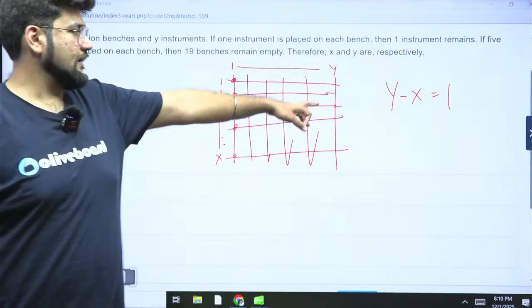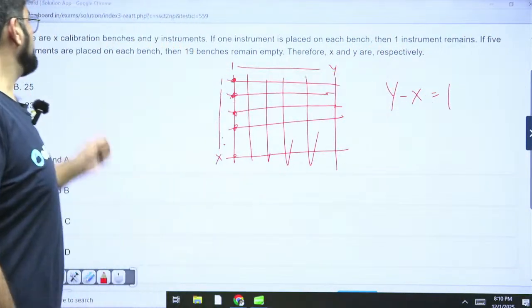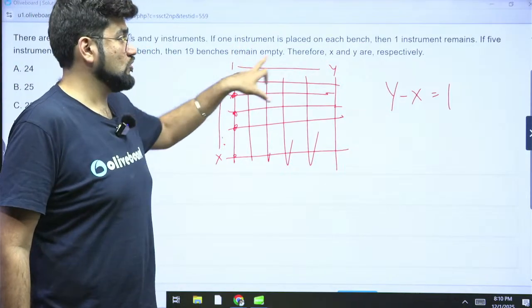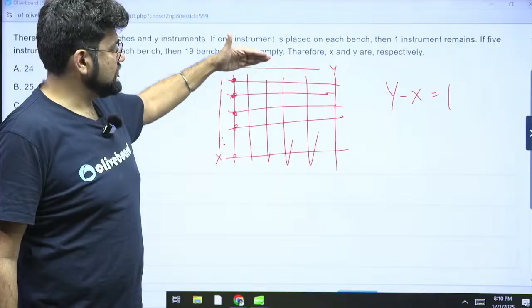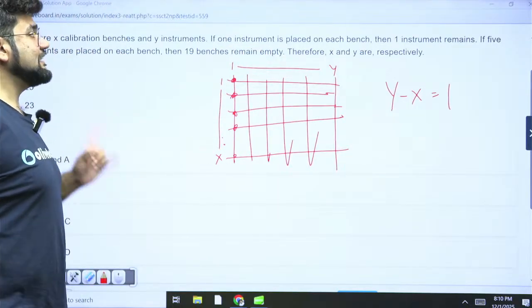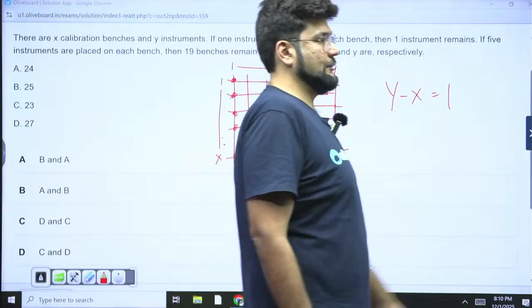Agreed? Y minus X is always equal to 1. If 5 instruments are placed on each bench, that is 5 instruments. Don't say 5Y. 5 instruments on each bench. Then 19 benches remain empty.